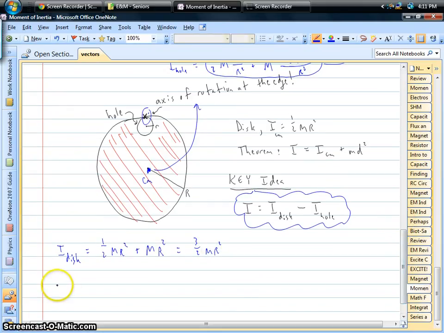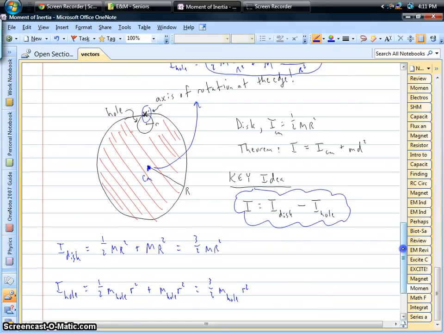Okay, what about the hole? Well, we're going to do a similar thing to what we did above. We're going to have to find out just the normal moment of inertia about its center. So we'll have the mass of the hole times little r squared. But then we have to add to that the mass of the hole times the distance from its center of mass to the axis of rotation, which is just little r, okay, when it's at the edge there. So this is going to be 3/2 whatever the mass of the hole is times the little r squared.